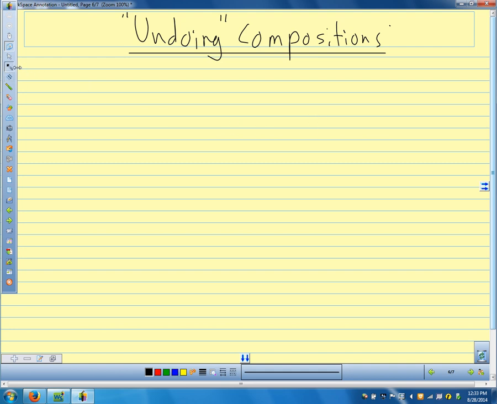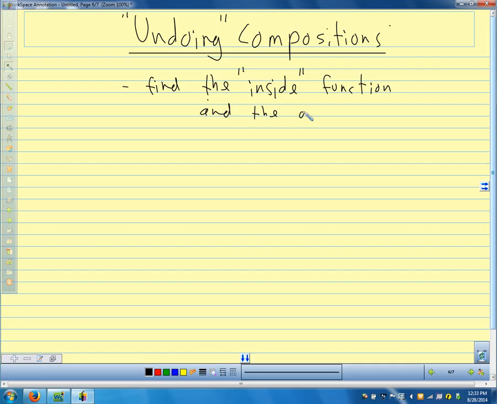So undoing compositions means we're looking at the composition and figuring out which is the inside function and which is the outside function. So we want to find the inside function and the outside function. When we undo compositions, there can be more than one correct answer. So let's look at an example.